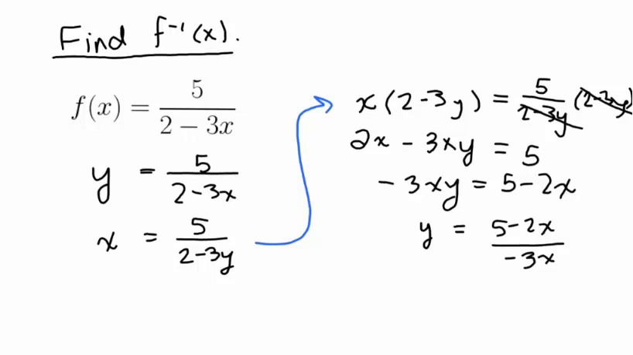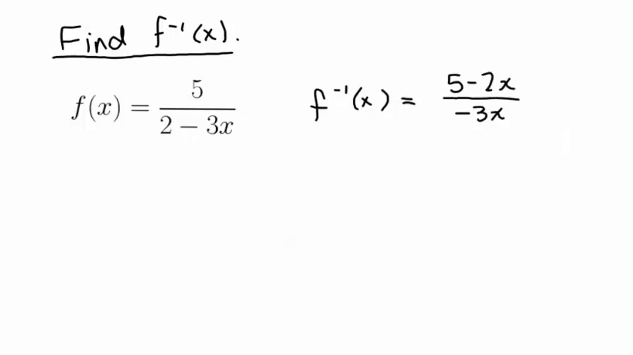So now that we have isolated y, this becomes our inverse function. We're going to write f inverse of x is equal to 5 minus 2x all over negative 3x. Now, depending on your instructor, they may not like you leaving this negative here in the denominator. So there's a couple ways you can deal with this negative in the denominator. You can bring it out front so that you have negative 5 minus 2x all over 3x.